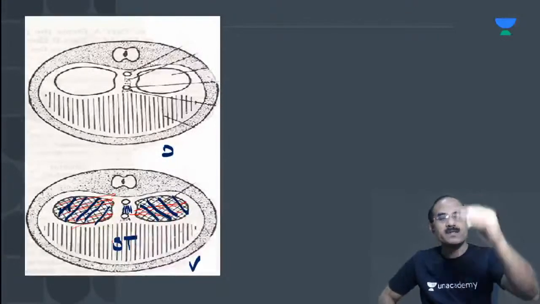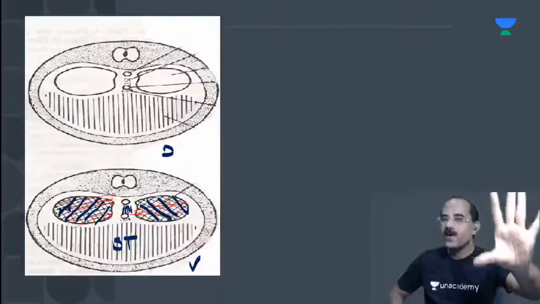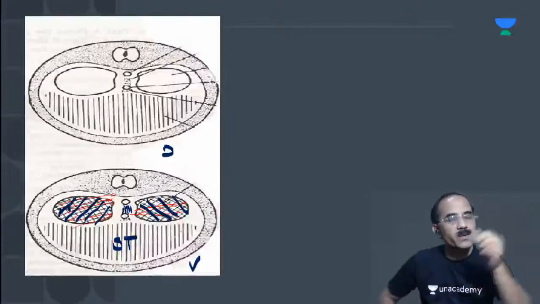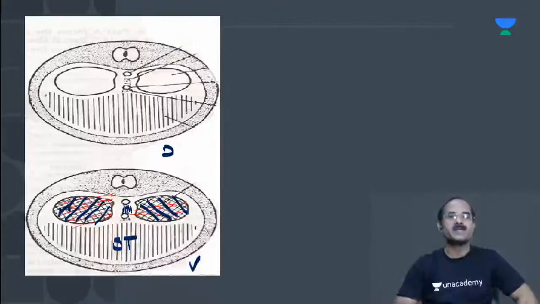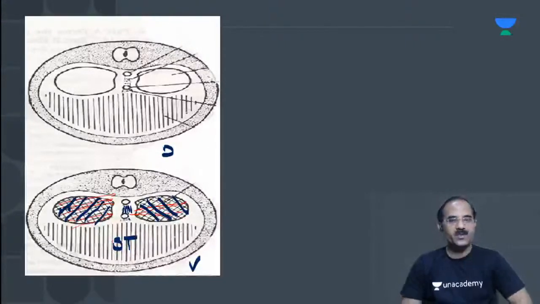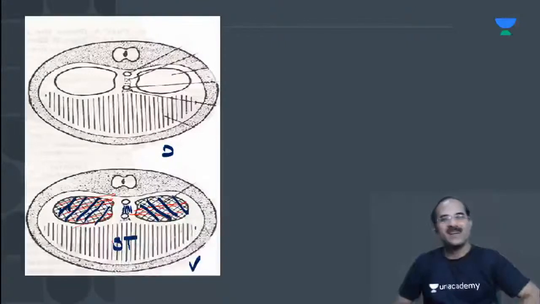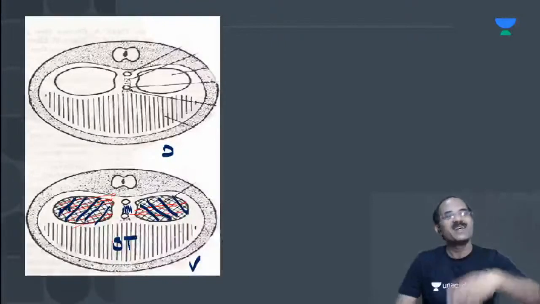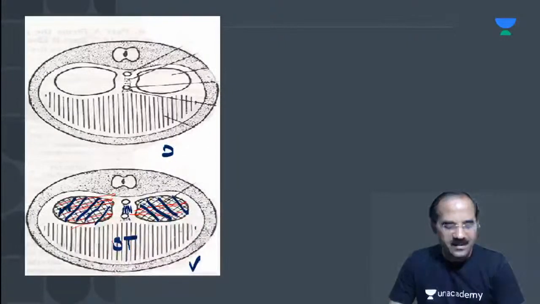Or this is what we call the space of Larrey. Foramen of Morgagni or the space of Larrey. And normally, who passes through this space? There's an artery which comes from the thorax into the abdomen. Who's that artery? Superior epigastric, right? That's the superior epigastric artery.